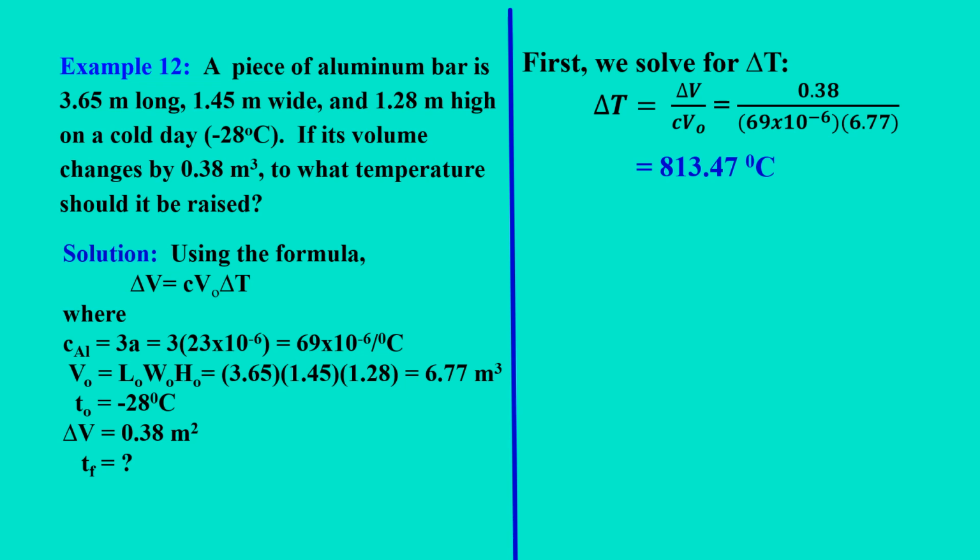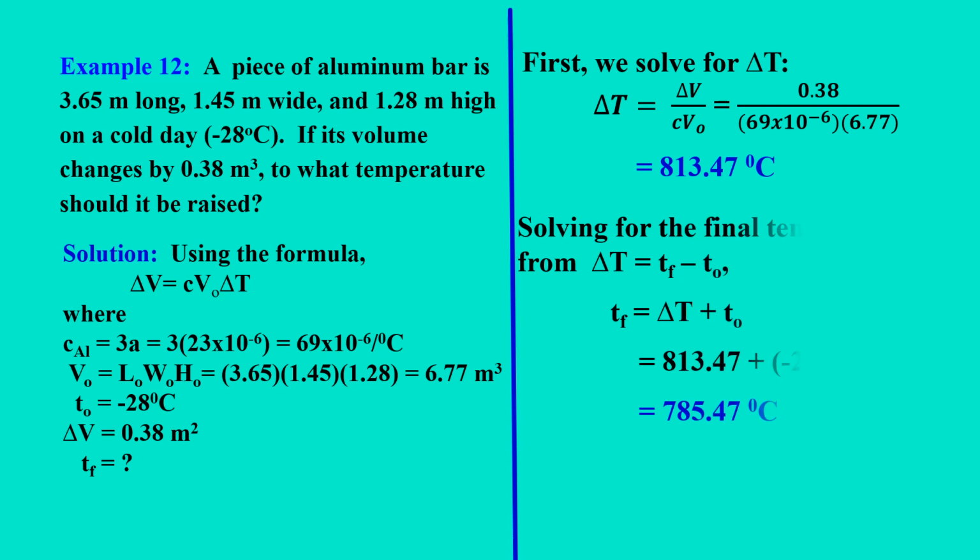813.47 degrees Celsius. So, solving for the final temperature Tf from delta T, which is Tf minus To, final temperature Tf equals delta T plus To. Substituting the values, we get 785.47 degrees Celsius.